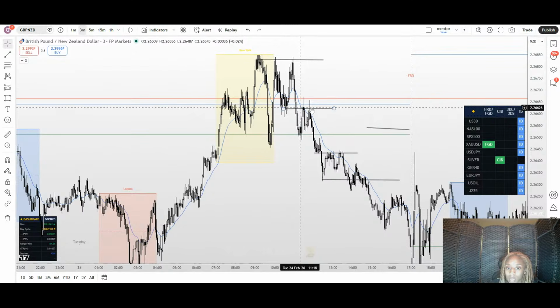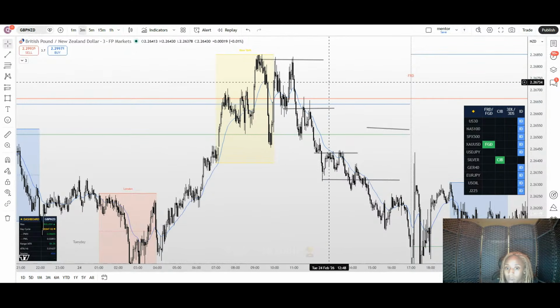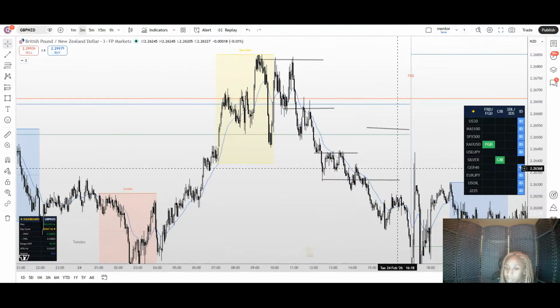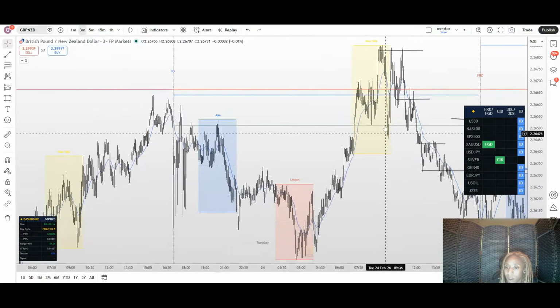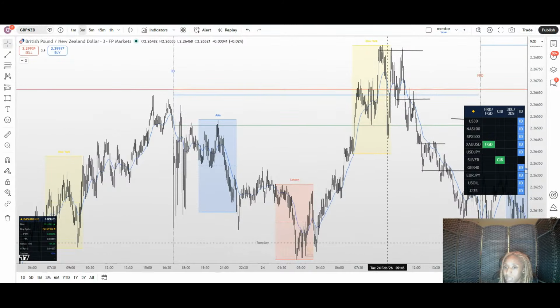Then it's this entry here. Stop loss above the levels. I need at least a 50 pip stop loss. But after that, it gets super easy. All you're doing is looking for lower lows. That's it. That's all.